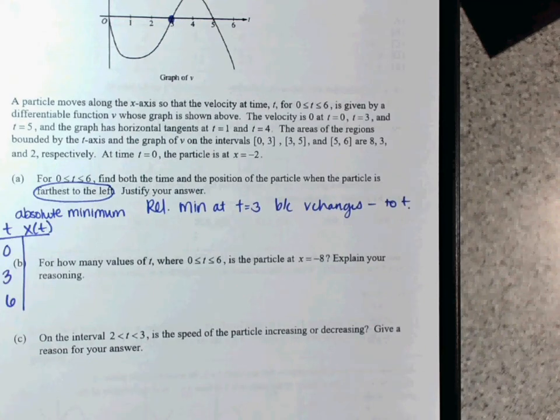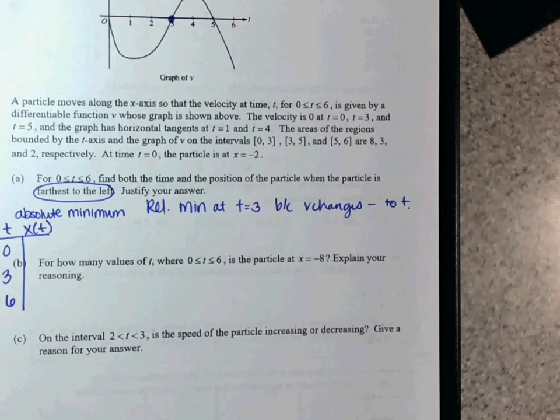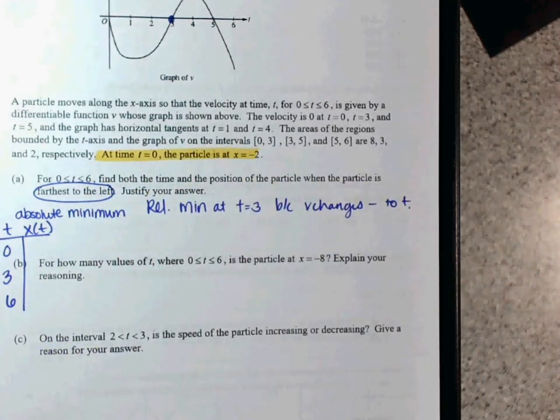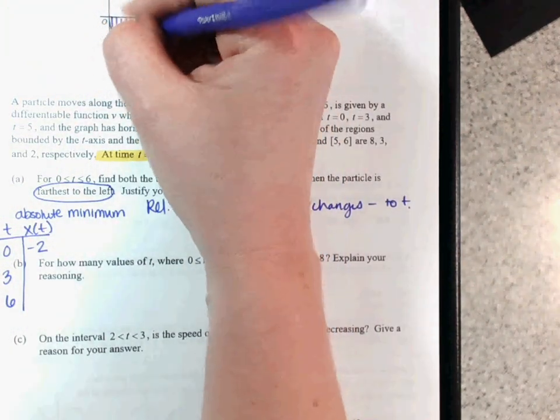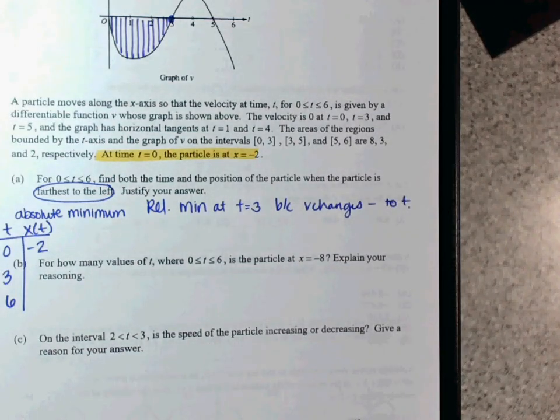Okay? Now, go back and reread the question. What was my position at 0? Because I can't use velocity to find my position. What does it say? At time 0, the particle's at -2. So that tells me that at the beginning, my particle is 2 units to the left of the origin. Until 3, I accumulate all of this area. Am I going to add or subtract that from -2? Subtract, because it's going left.